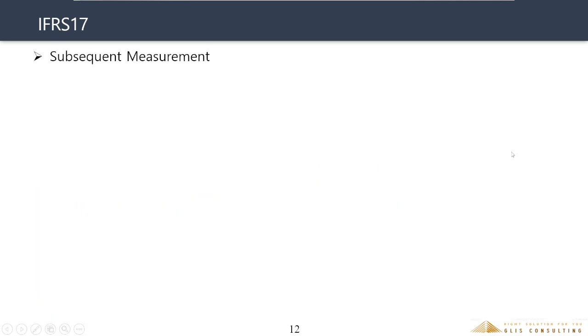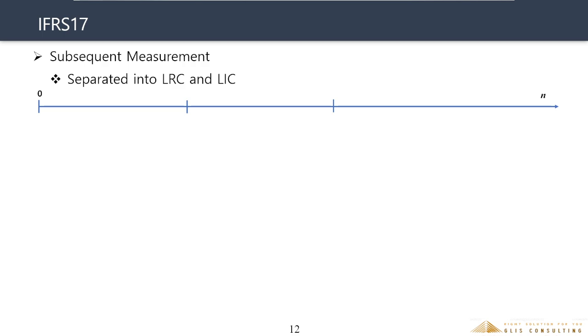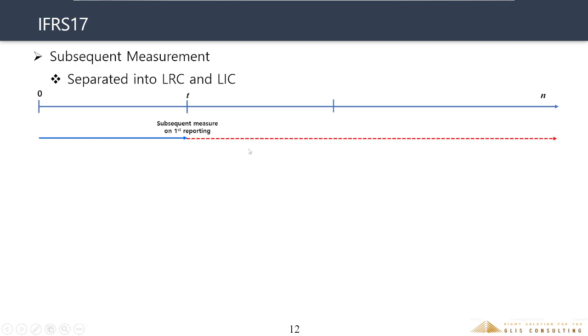That's how the initial measurement works. And the second part is subsequent measurement. Once you look at the time diagram here, I started at 0 and then time passed, so I am now at t, and we have to do another measurement. It is called subsequent measurement, and you have to measure again for the remaining contract boundary period.